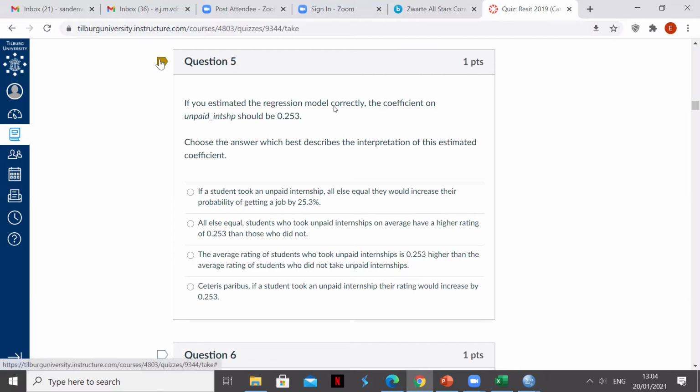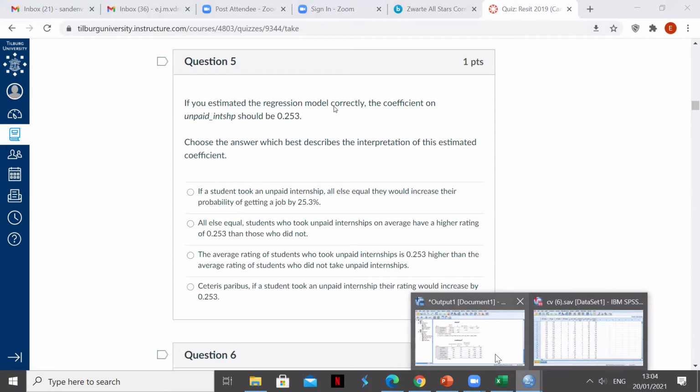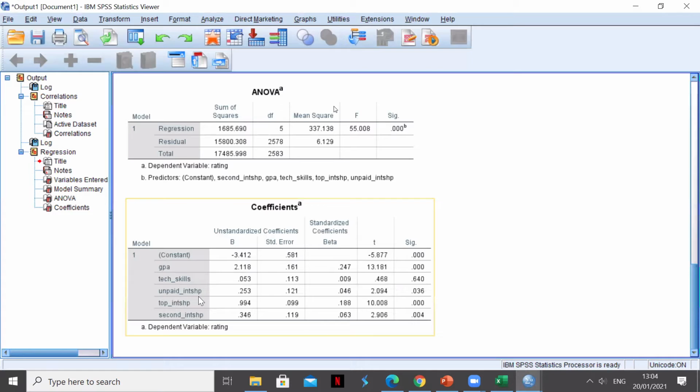So if you estimated the regression model correctly, the coefficient on unpaid internship should be 0.253. Did we have that? Unpaid internship, yeah, we had that as well.